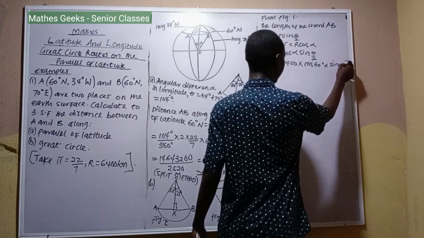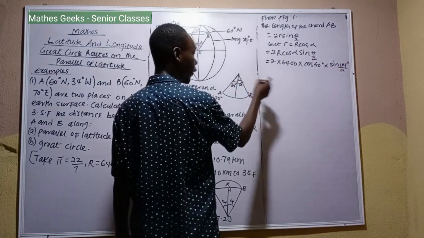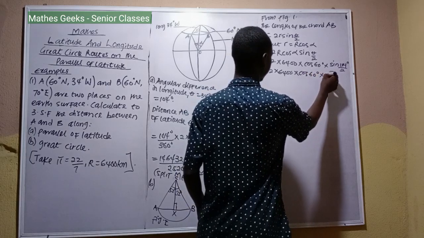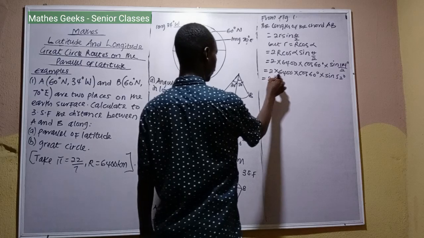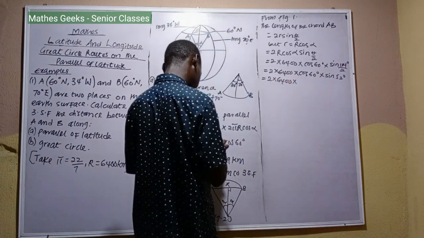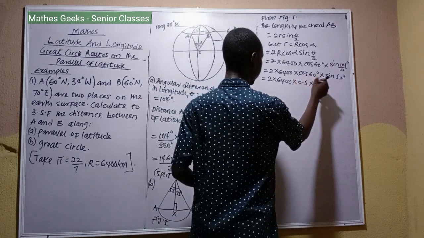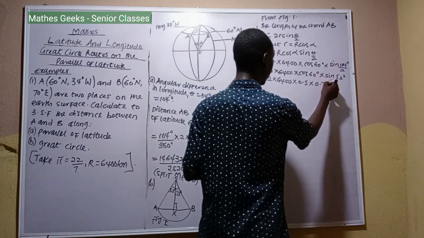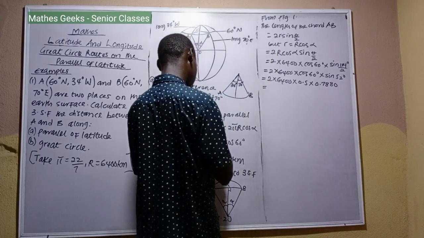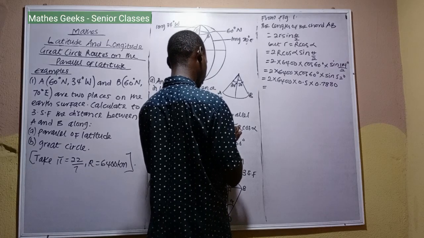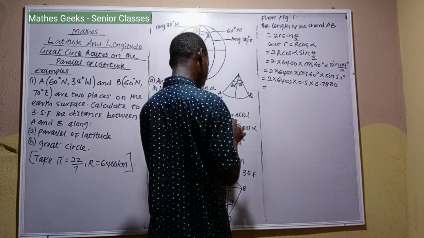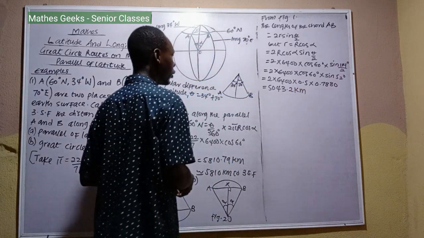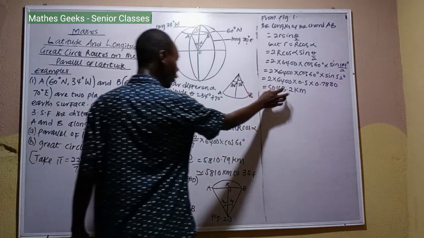Let me just write it. Sin 104 degrees, theta is the angular difference. It's 104 degrees divided by 2. So this will give us 2 times 6,400 times cos 60 degrees times sin 52 degrees. So 2 times 6,400 times cos 60 is 0.5, sin 52 is 0.7880. So 2 times 6,400 times 0.5 times 0.7880 is 5042.2 kilometers. So that's the length. This is the length of the chord, and we're going to need this value here.